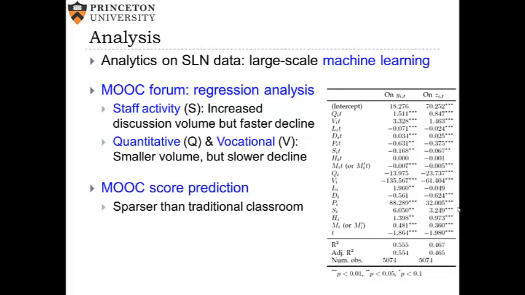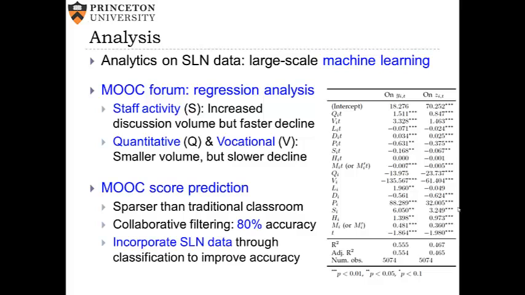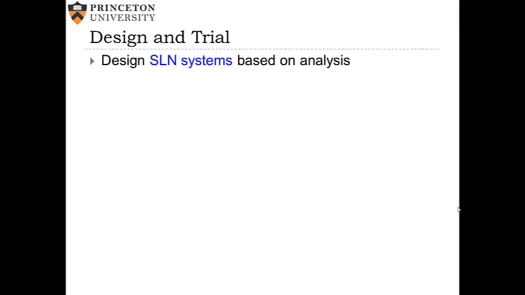We have also been exploring student score prediction using data from our MOOC courses. We tested the performance of standard collaborative filtering algorithms on our dataset. Using these methods, we were able to obtain close to 80% prediction accuracy. But incorporating SLN data into these models through classification and regression techniques could presumably increase the accuracy over what is obtained here.